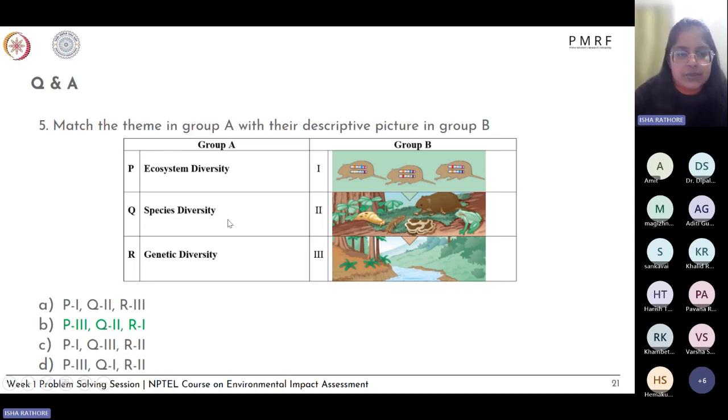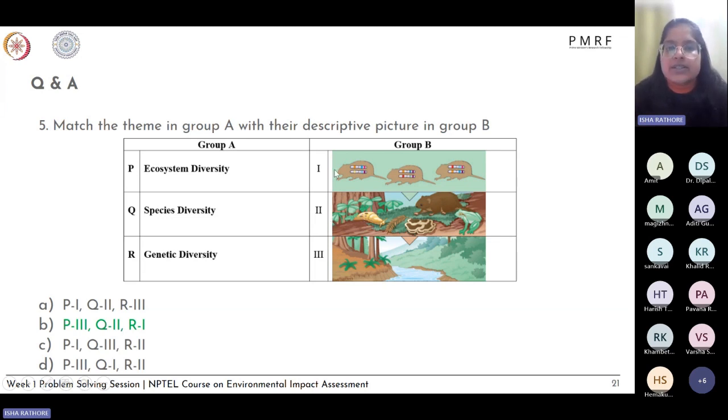Then we have species diversity in figure 2, where you see a lot of different species of animals, rodents, plants together, amphibians, all of these different species being seen together in this one picture. So species diversity matches with figure 2.